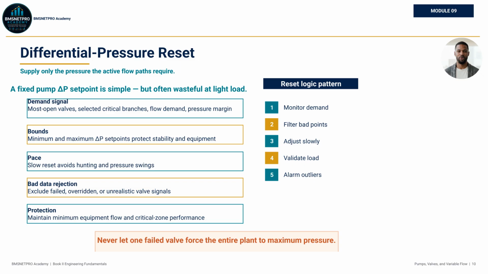But the reset must be robust. It needs minimum and maximum limits. It needs slow adjustment. It needs bad data rejection. It should not respond to one failed valve stuck at 100%. A good reset strategy protects critical loads, preserves minimum equipment flow, and reduces pressure when the system does not need it.